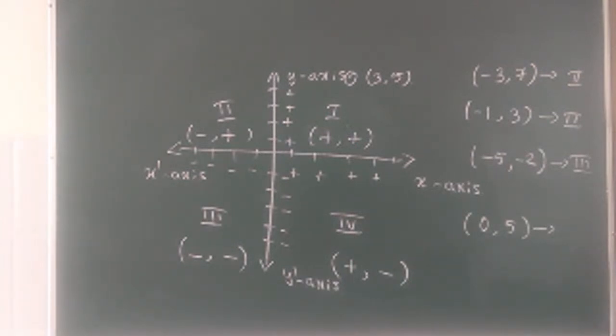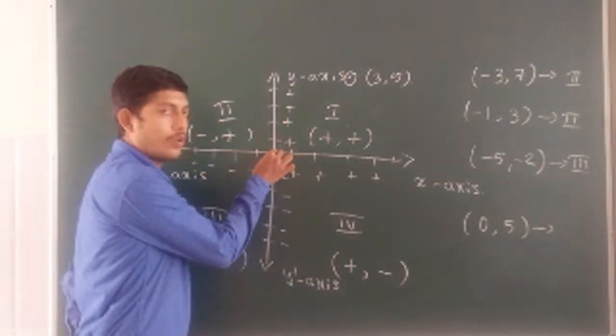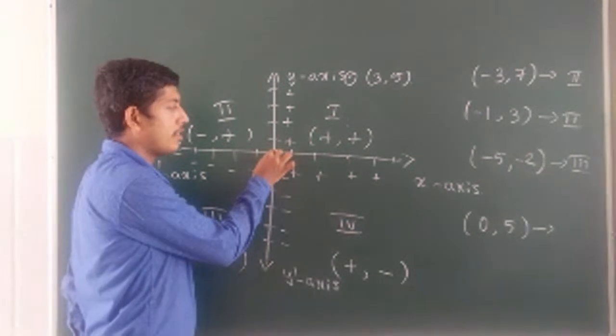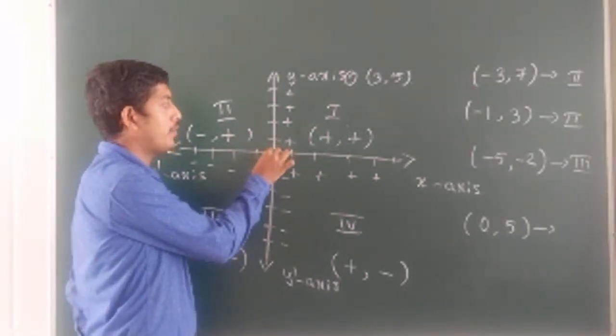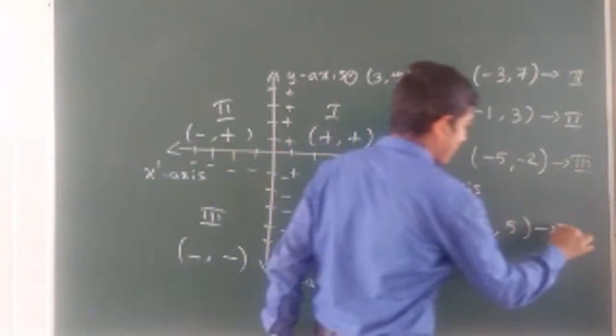Y axis is the answer given by Rihan, Vinay Kumar, Hiremat, Mrityunjaya. For 0 comma 5, first 0 is the origin, and from the origin you have to go 5, means upper side. So therefore it is present on the y axis.